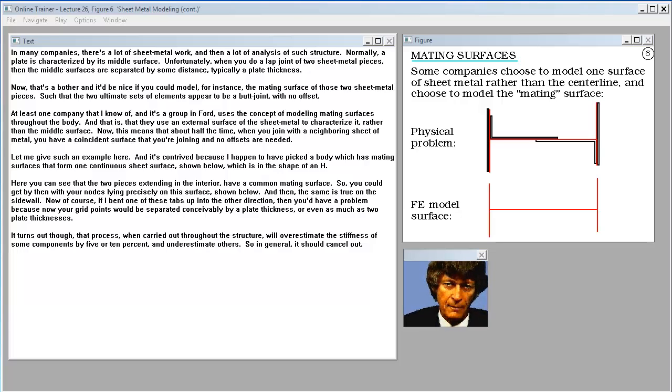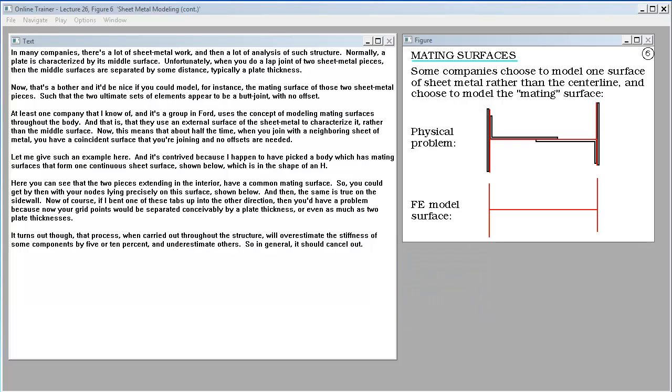At least one company that I know of, and it's a group in Ford, uses the concept of modeling mating surfaces throughout the body, and that is that they use an external surface of the sheet metal to characterize it rather than the middle surface. Now this means that about half the time when you join with a neighboring sheet of metal, you have a coincident surface that you're joining and no offsets are needed.